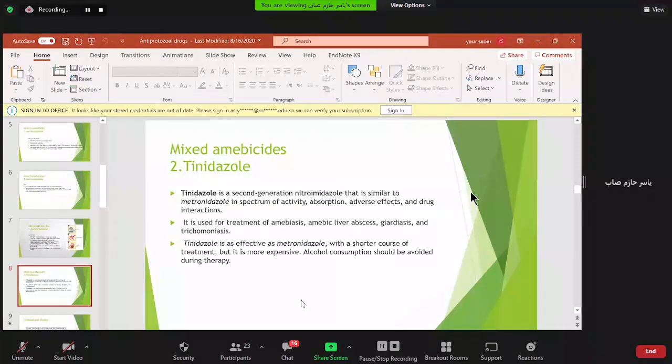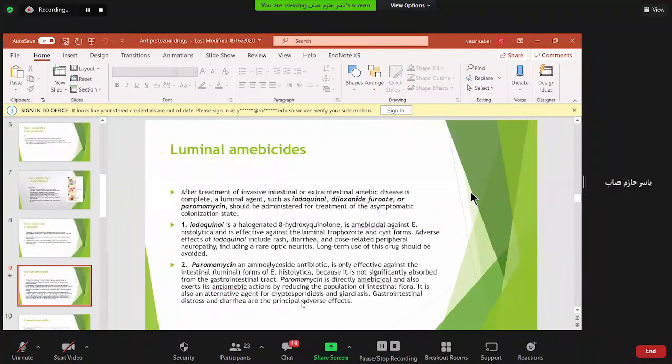من ناحية luminal amoebicides, after the treatment of invasive intestinal or extra-intestinal amoebic disease is complete, a luminal agent like iodoquinol or diloxanide furoate or paromomycin should be administered to treat the asymptomatic colonization state. Iodoquinol عبارة عن halogenated hydroxyquinoline, which is considered an amoebicide against Entamoeba histolytica and is effective against luminal trophozoites and cyst forms.